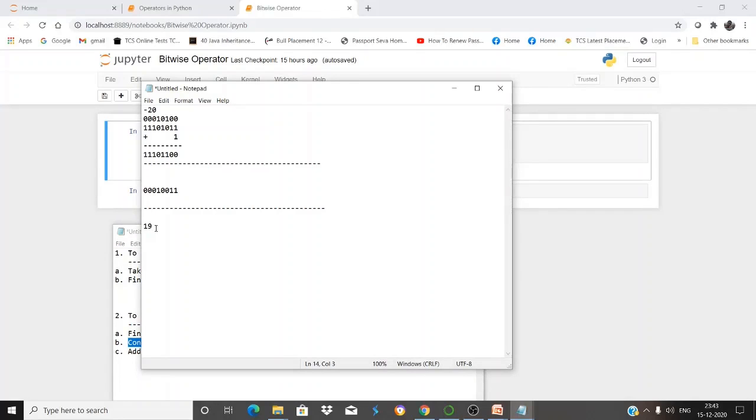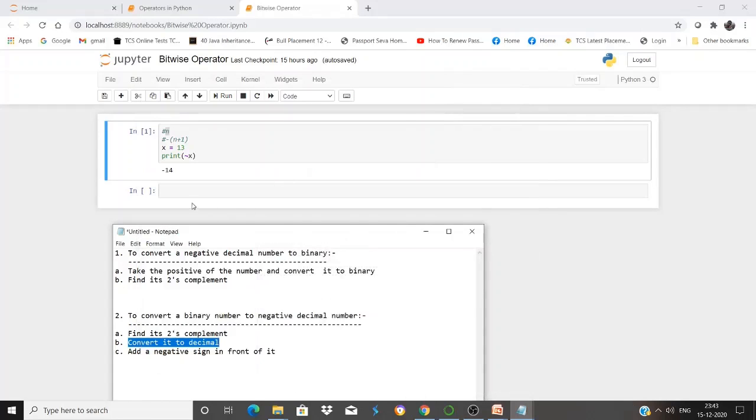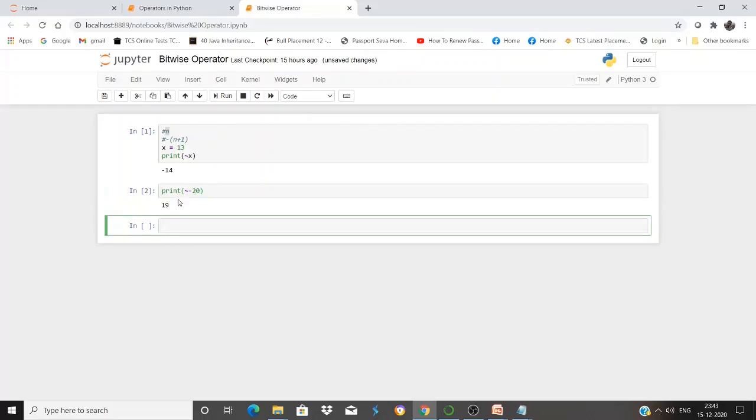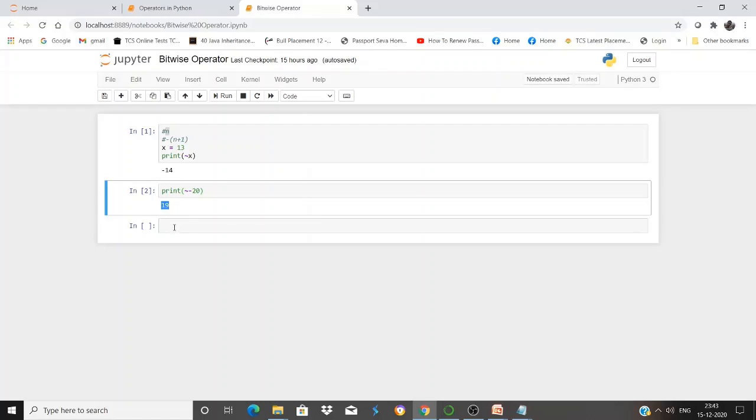So let's verify our output from Jupyter Notebook as well. Let's apply the bitwise complement operator on -20. Let's run the cell, and as expected we get 19. So this is how the bitwise complement operator works. The next thing that we are going to discuss is the bitwise AND operator.